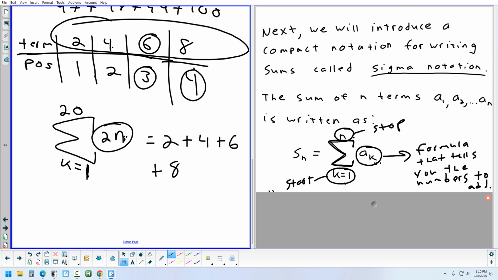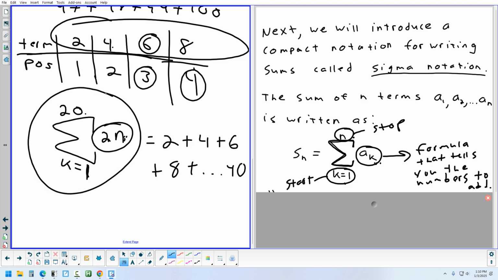And you would keep plugging in numbers for n until you reach which number? What's the highest number you would plug in for n? 20. And the last one is 2 times 20, which is 40. So I didn't write them all down, but that's what this notation means. It means to add up 2 plus 4 plus 6 plus 8 plus 10 plus 12 plus 14, 16, 18, 20, all the way up to 40.